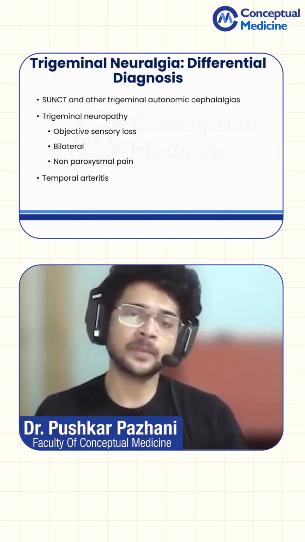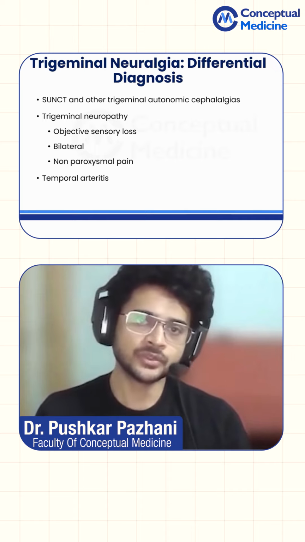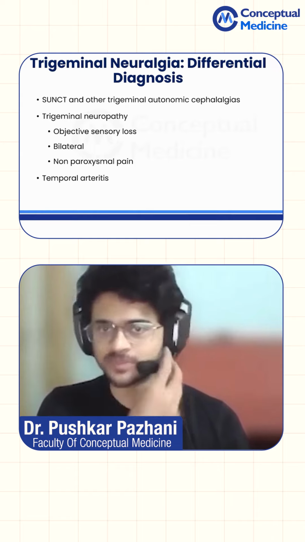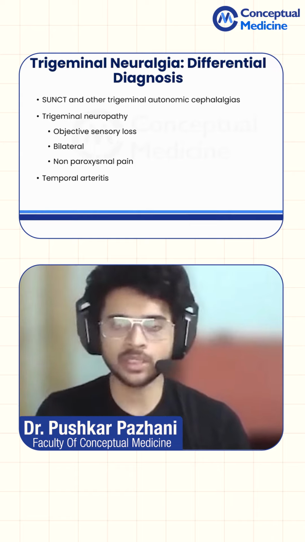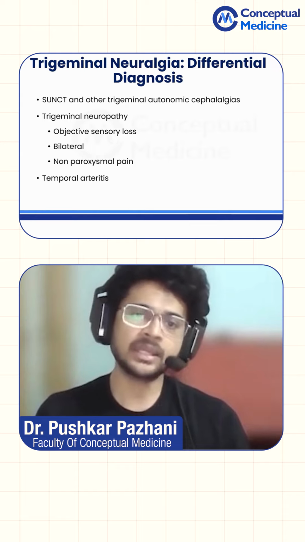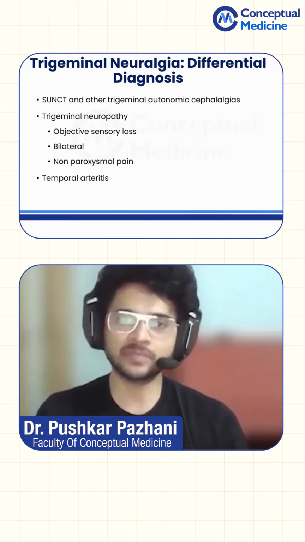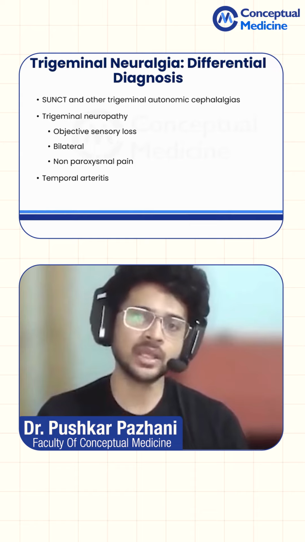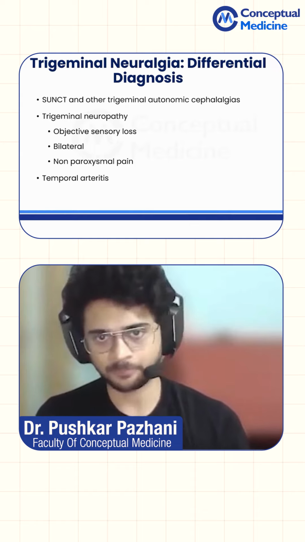Next is if the patient has a non-paroxysmal pain. So usually in trigeminal neuralgia, they have paroxysms of pain. Between the paroxysms, they are normal or they don't have any pain. But in a trigeminal neuropathy, they might have a dull, aching, non-paroxysmal pain on top of the paroxysmal pain.